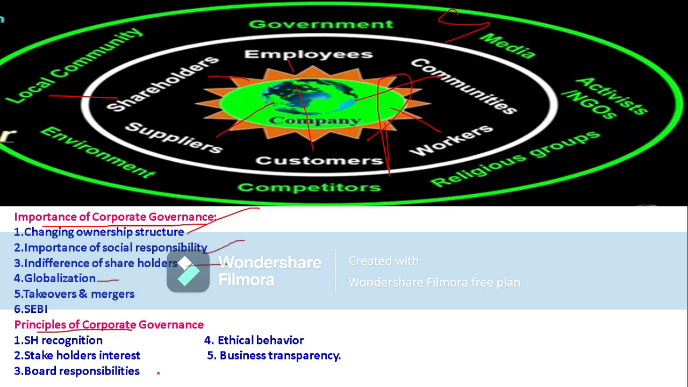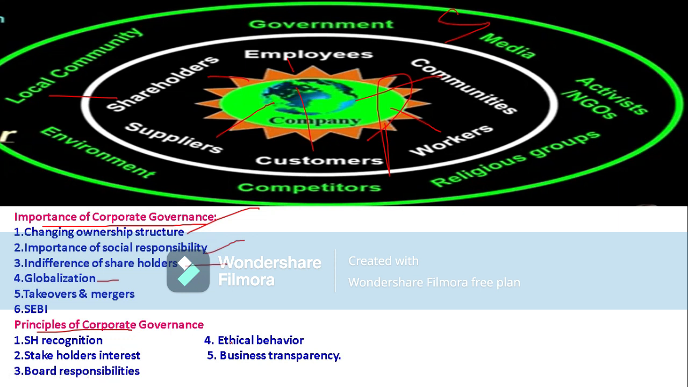So another important principle of corporate governance is board responsibilities. Corporate governance sees whether the board of directors follow their roles and responsibilities properly.